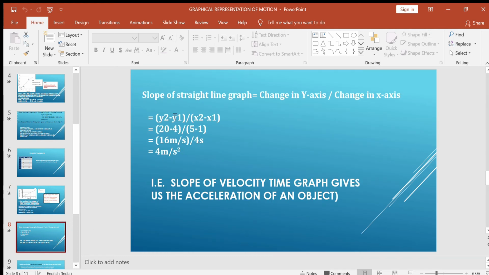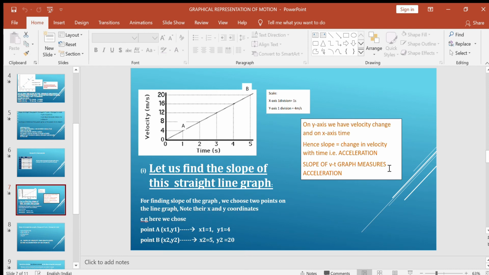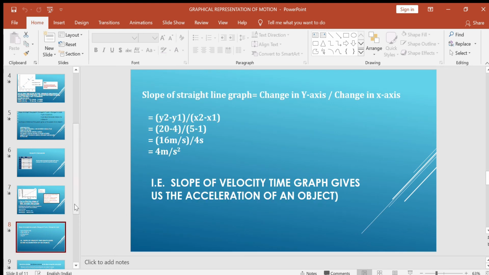It's velocity upon time this time. Change in velocity with time, right? So meter per second square, that is, slope of the VT graph gives us the acceleration of the object. Fine. Slope of the VT graph gives us the acceleration.